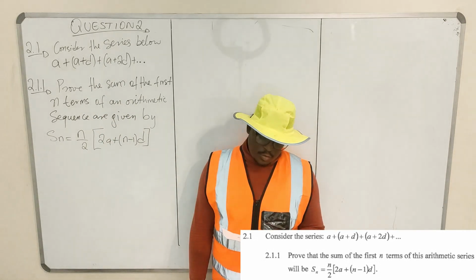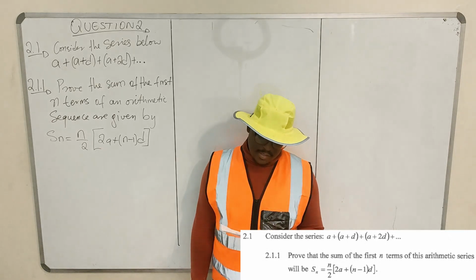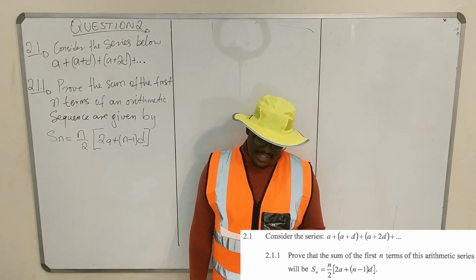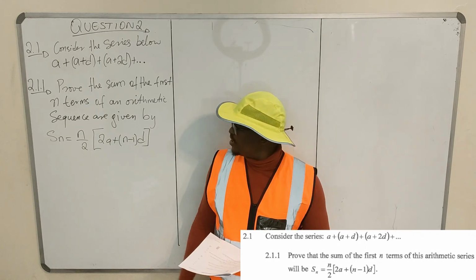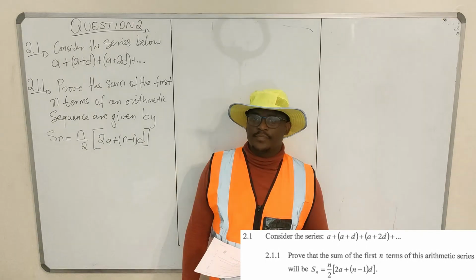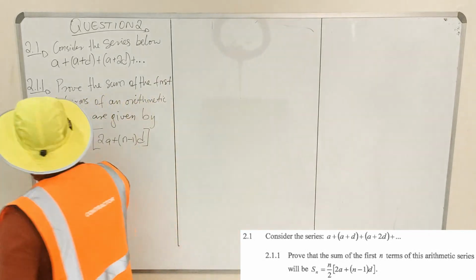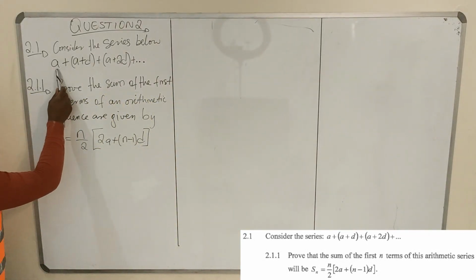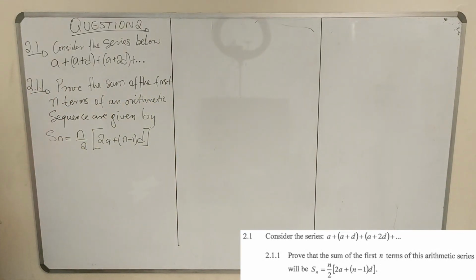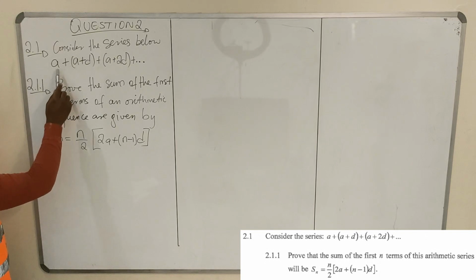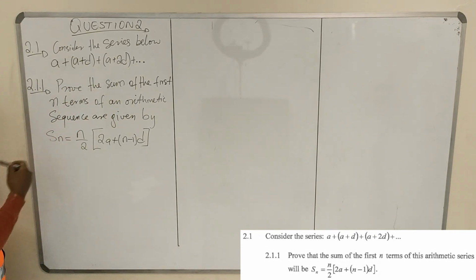Now, 2.1.1 reads as follows. Prove that the sum of the first n terms of this arithmetic series will be given by this formula here. So, we are given the series, this one here. It's an arithmetic series, right? So they are saying, show that the sum of the first n terms of this sequence is given by this thing here. What is the first n terms?